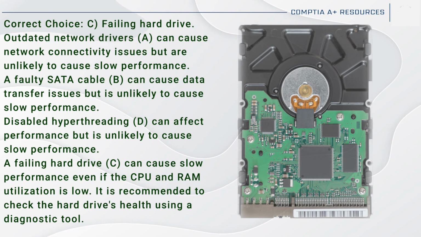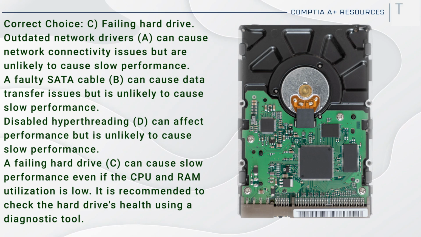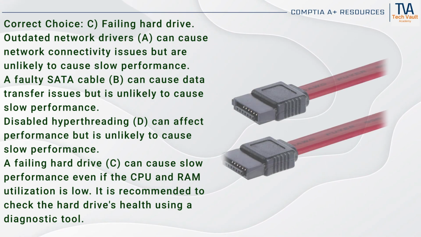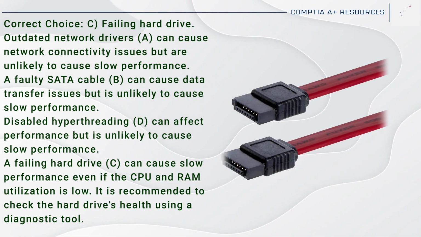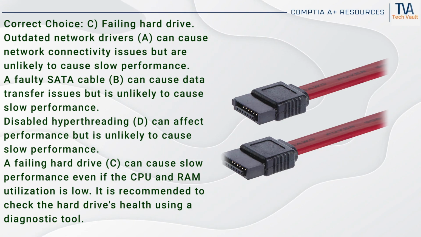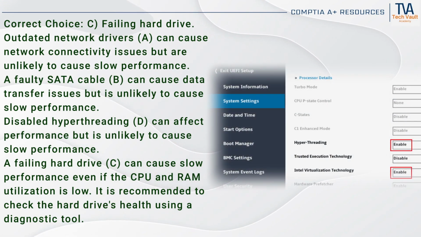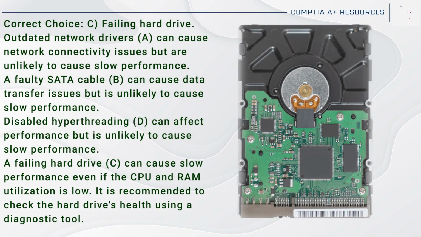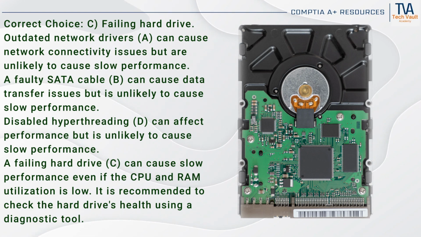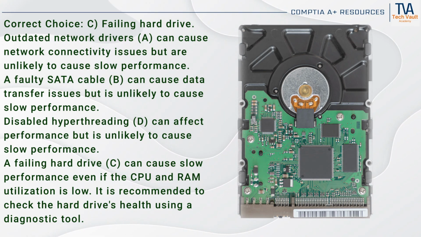Correct choice, C. Failing hard drive. Outdated network drivers, A, can cause network connectivity issues but are unlikely to cause slow performance. A faulty SATA cable, B, can cause data transfer issues but is unlikely to cause slow performance. Disabled hyperthreading, D, can affect performance but is unlikely to cause this slow performance. A failing hard drive, C, can cause slow performance even if the CPU and RAM utilization is low. It is recommended to check the hard drive's health using a diagnostic tool.